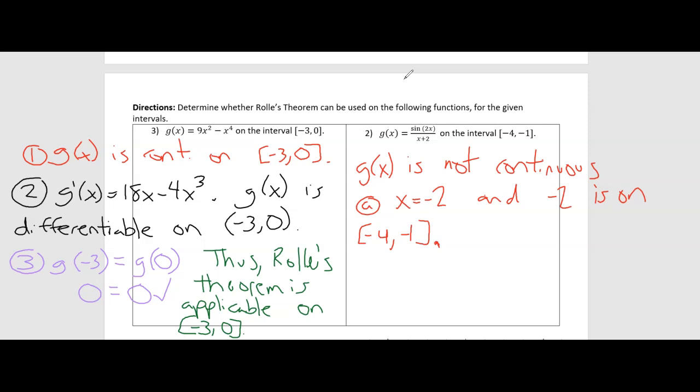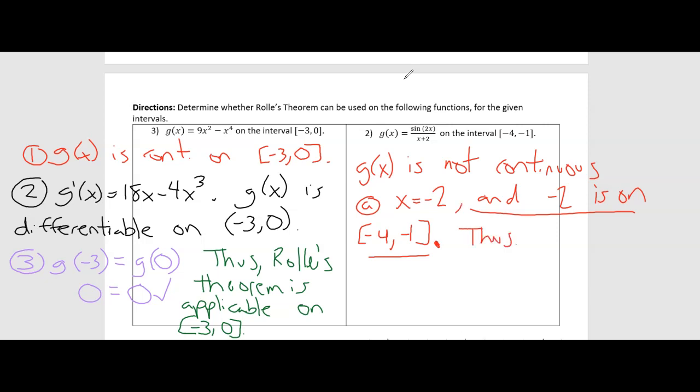I guess I can't be 100% sure that they're going to mark you off for not including that last part right here, but better to be safe than sorry. It does show a deeper understanding than just saying that g of x is not continuous at x equals negative 2. Because of what I mentioned before, we're looking at a specific interval rather than the entire function.